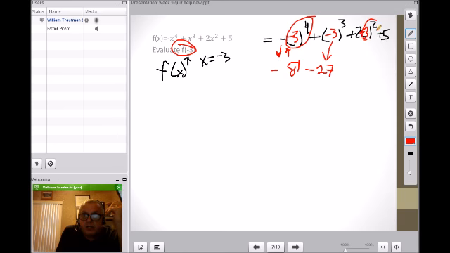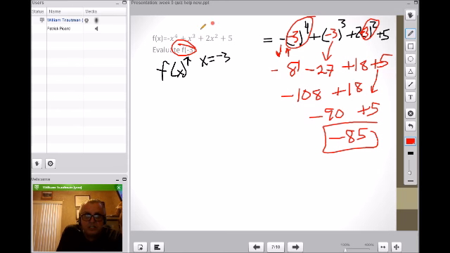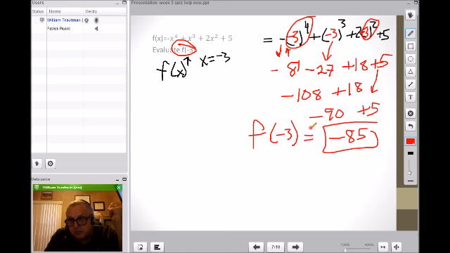Negative 3 squared, negative 3 times negative 3 is 9. 9 times 2 is 18. And then we have the plus 5. Okay, so we just add these up. Negative 81 and negative 27 is a negative 108. Negative 108 plus 18 is a negative 90. Negative 90 plus the 5 is a negative 85. So evaluate f of negative 3, I get negative 85.